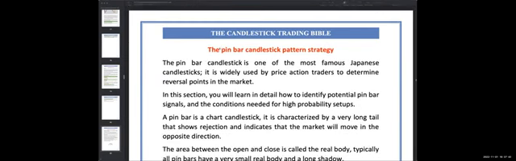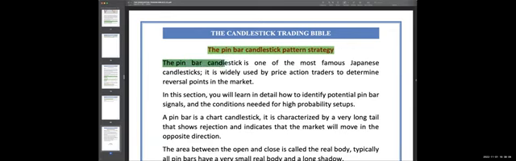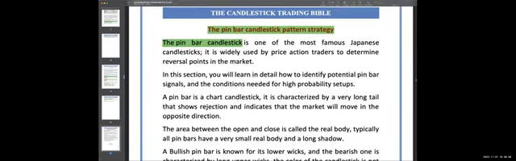The pin bar candlestick pattern. From my own point of view, this is one of the most important candles which you find on your chart. If you see it on a zone, do not hesitate to execute the pin bar. All right, this pin bar candlestick is one of the most important candles. So let's get into it.